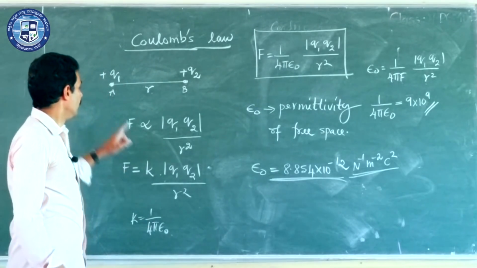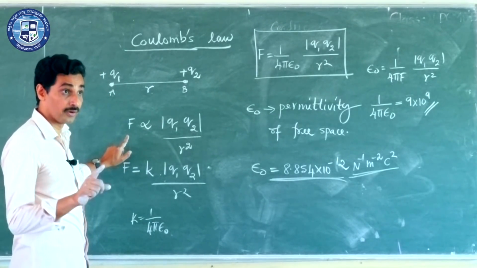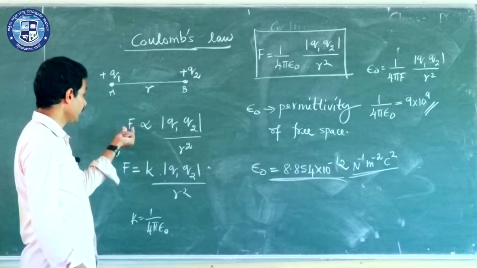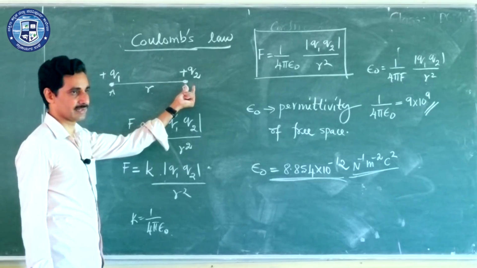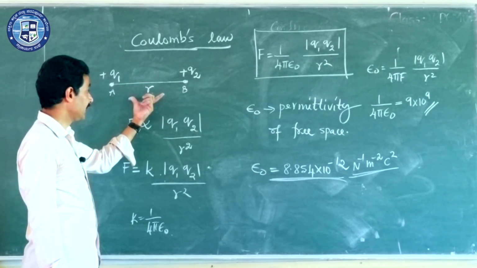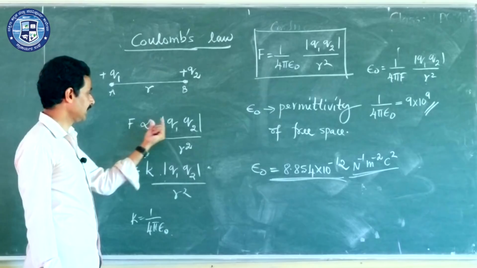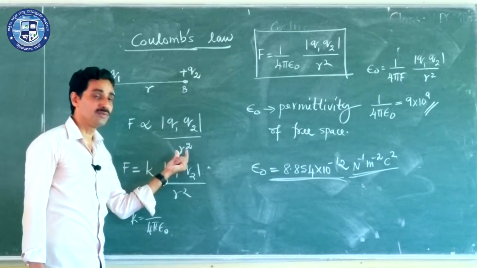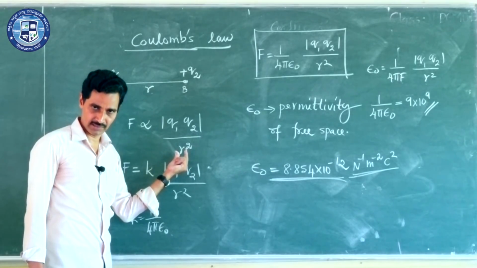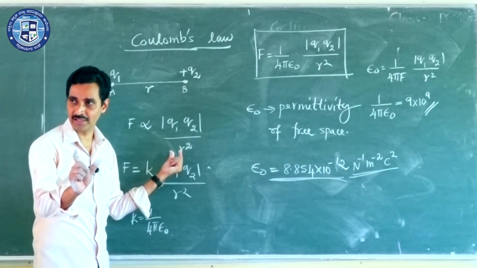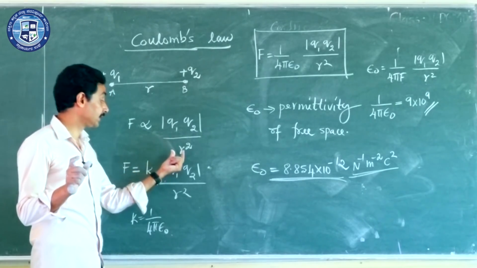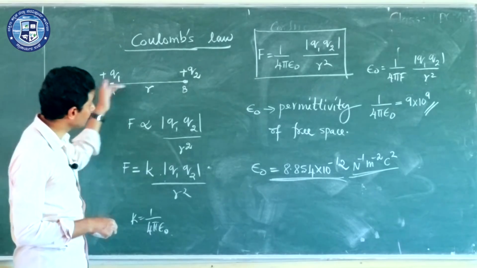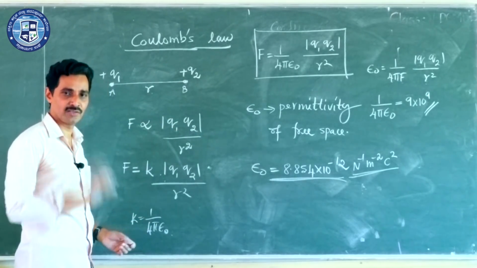Statement. Force, electrostatic force. It should mention what type of force. I'm not discussing gravitational force now. Electrostatic force between 2 point charges separated by a distance is directly proportional to the product of magnitude of charges and inversely proportional to square of the distance between the charges. And of course, you have to add one more sentence: it acts along the line joining the charges.